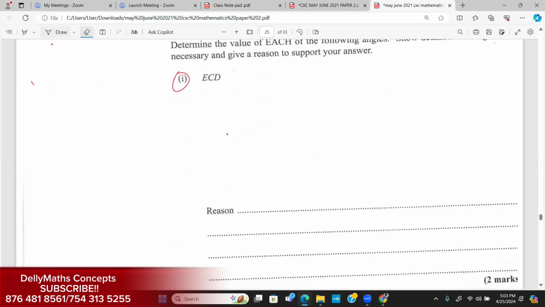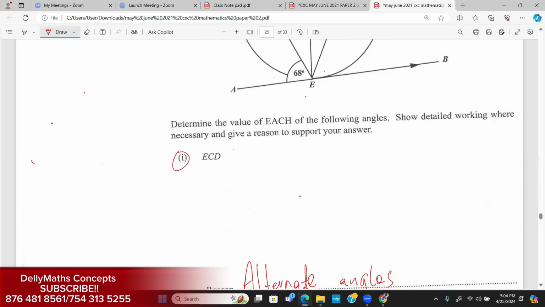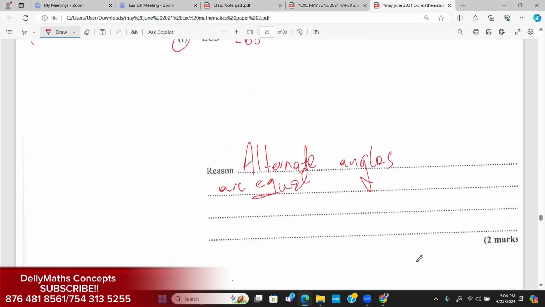The proper name for it is alternate angles. So the reason is alternate angles are equal. And the idea is they're only equal when they're between two parallel lines. So that's the concept. We're dealing with parallel lines right here. So that is 68 degrees here. Now let us move forward into the other question.